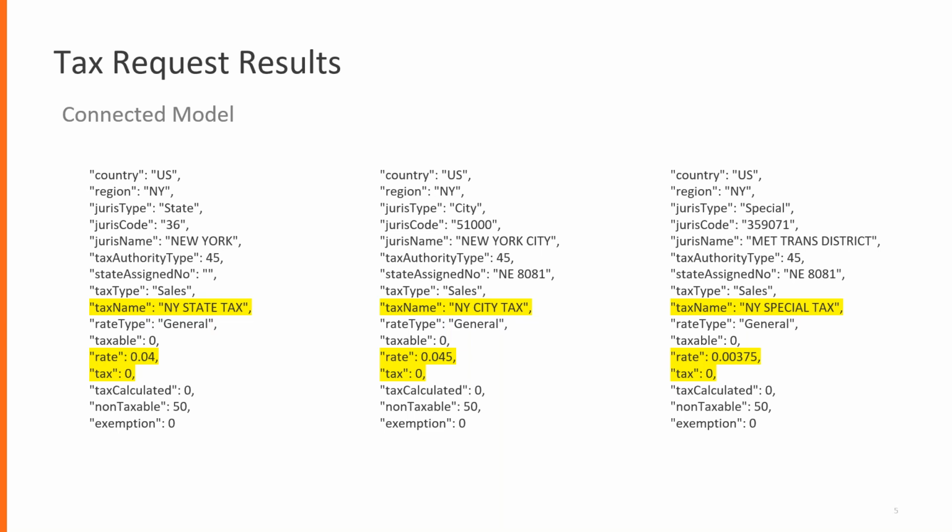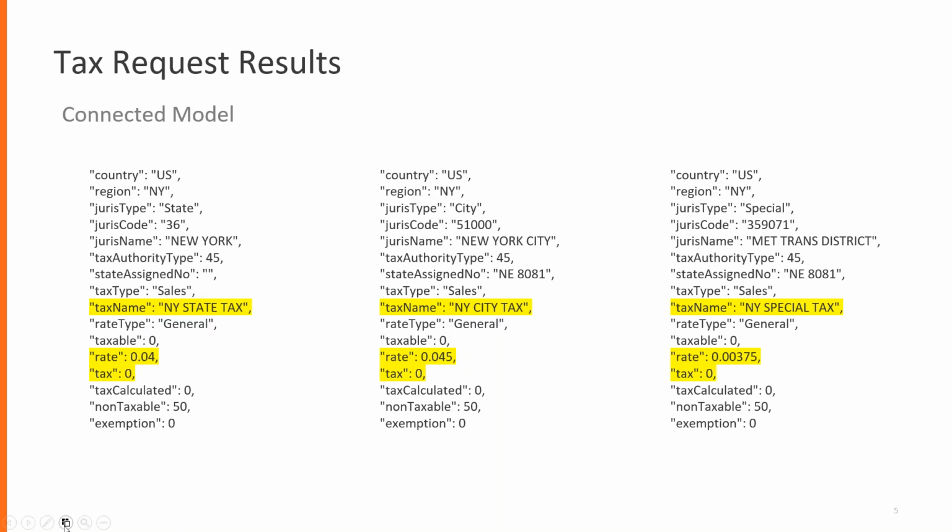So within New York, we have 3 taxing jurisdictions. We have the New York State, which has the rate of 4%. We can see that no tax is calculated on this particular transaction. We'll get to that in just a second. We have the city tax at 4.5%, again, no tax. And then the special tax for New York, which is at 0.375%. Now, we didn't get a tax amount returned on this transaction because of the type of transaction it was.